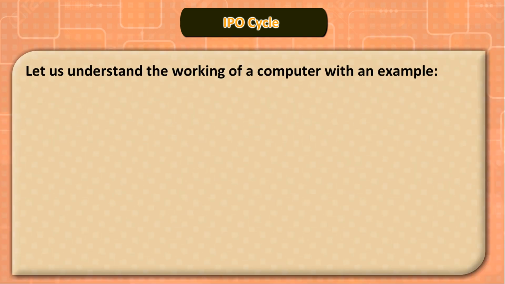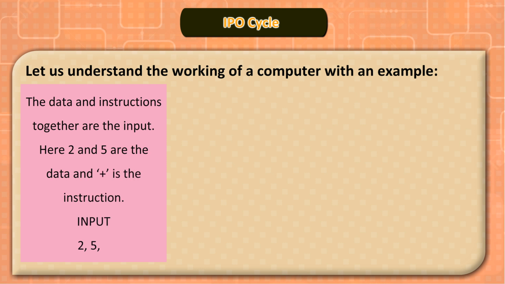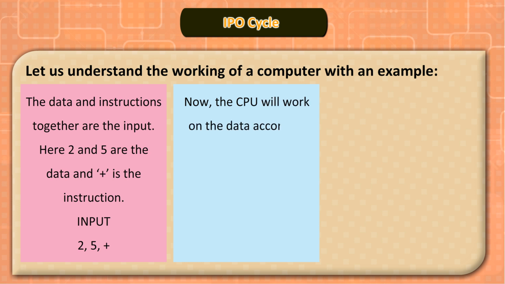Let us understand the working of a computer with an example. The data and instructions together are the input. Here 2 and 5 are the data and plus is the instruction. Input: 2, 5, plus.